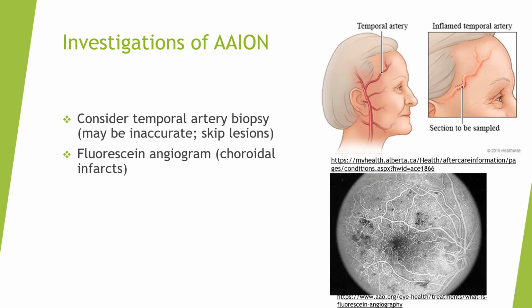Further investigation upon confirmation of suspicion can be temporal artery biopsy. This may be inaccurate because GCA forms skip lesions on the temporal artery, so the lesions are not continuous. We can also investigate with the fluorescein angiogram for any choroidal infarct. Choroid is the layer right outside of the retina, divided by the Bruch membrane.